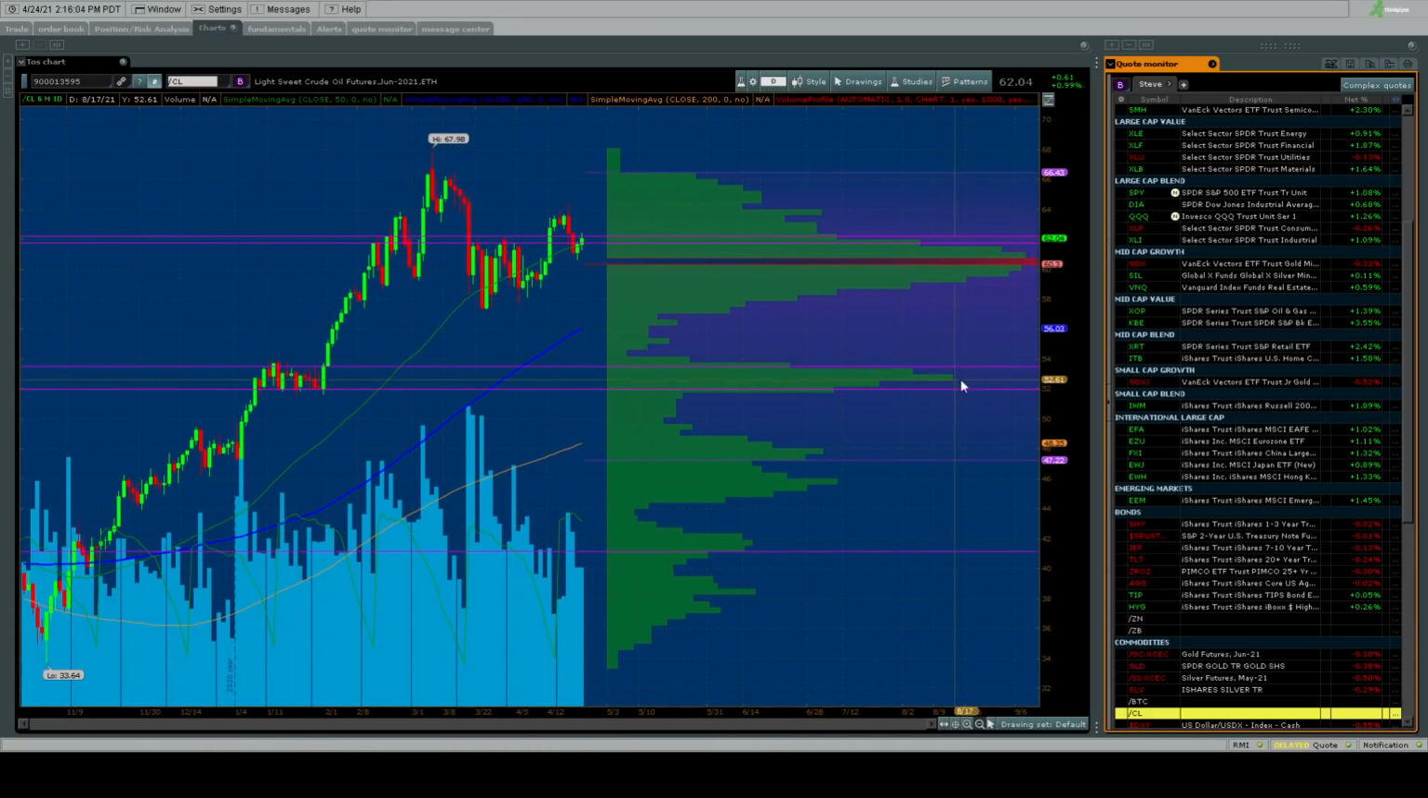So if crude heads lower, where is the major level of support? $52 to $54 a barrel. Otherwise, we'll see how this plays out next week.